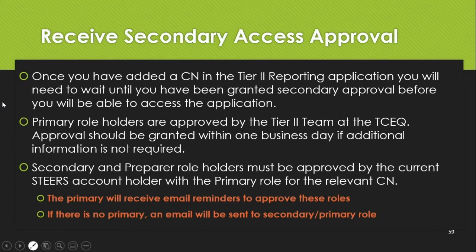And then that primary role holder will then be the person that grants that secondary access to the users that requested the secondary and preparer roles. So until you've received that secondary access, even if you've taken your requested access off probation, you will not be able to access the application until you've received that secondary access. And primary role holders will receive email reminders letting them know that there are pending requests for access from other users as that secondary and preparer role.